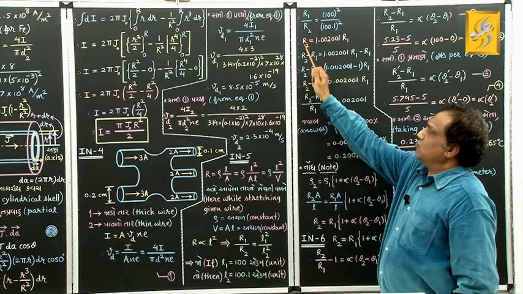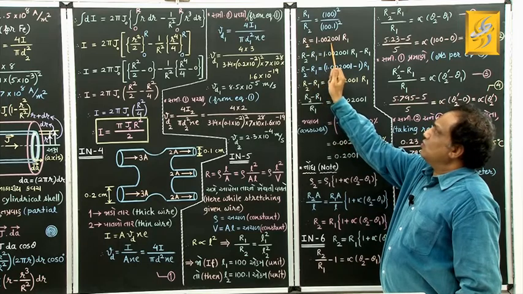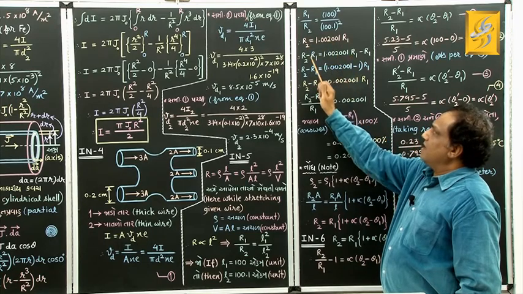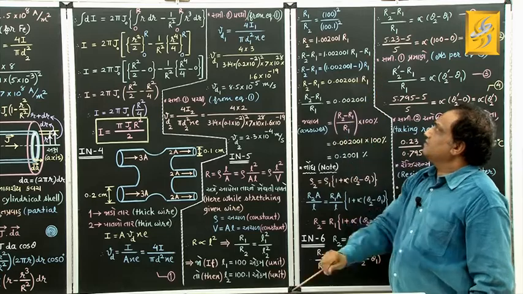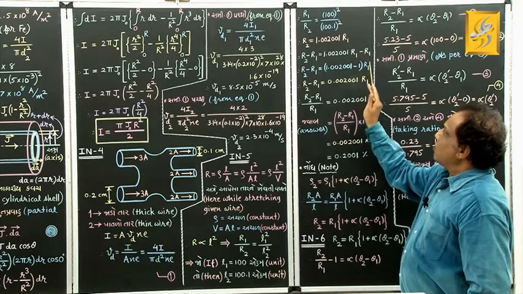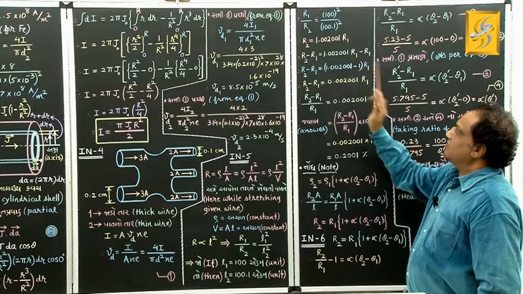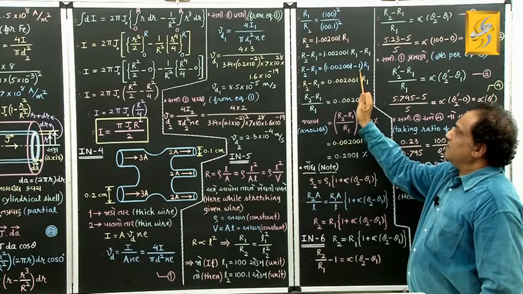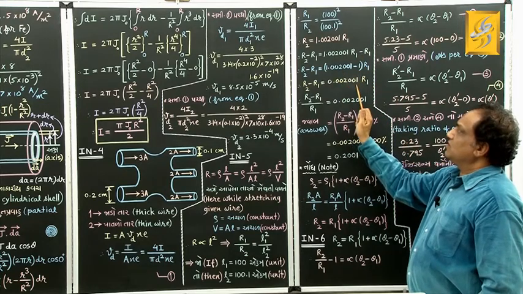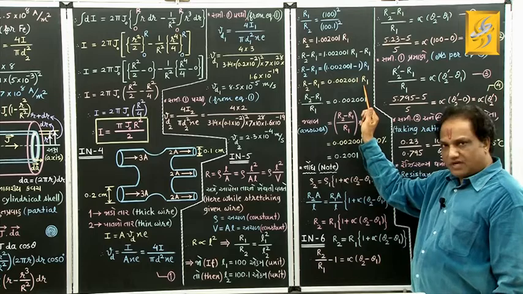Now suppose I want R2 minus R1. What is R2? 1.002001 R1 minus R1 as it is. Come on, take R1 common. Inside the bracket, 1.002001 minus 1. Now this minus 1 will be 0.002001, that many R1. Got it?